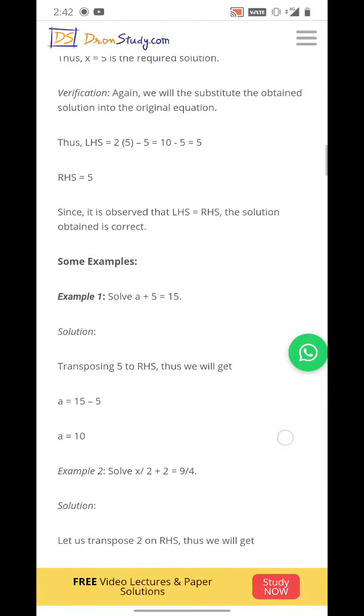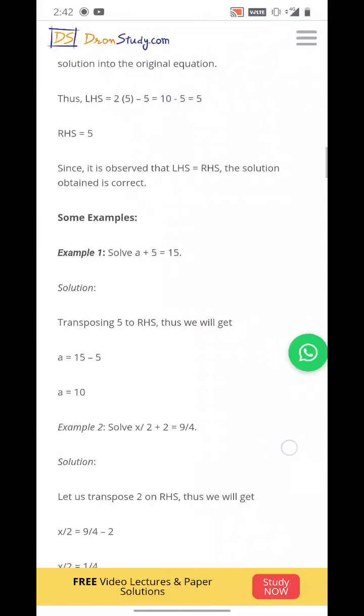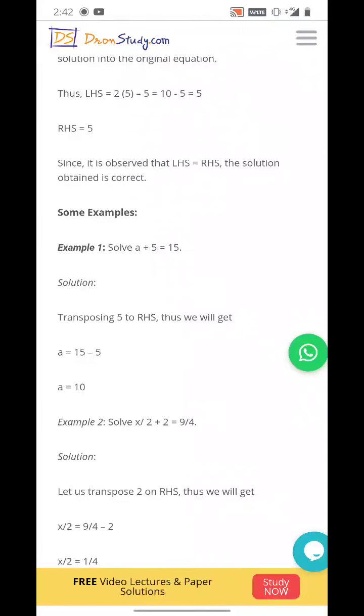Some examples are given below. a plus 5 is equal to 15. In such a case, as I said, you have to transpose variables to one side and keep constants on the other side. Here the constant is 5 and 15 is another constant on the right hand side, so you have to transpose 5 to the right hand side. So a is equal to 15 minus 5, a is equal to 10.